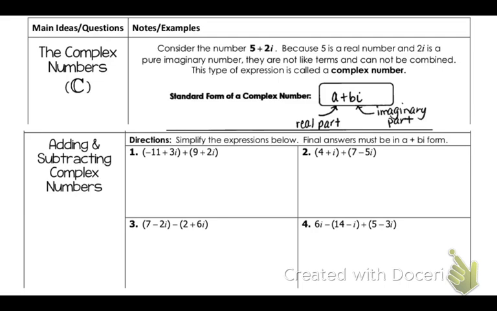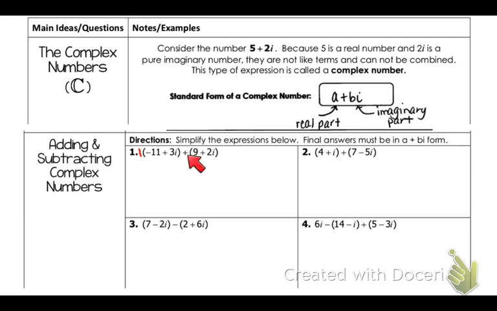So let's look at number 1. They're asking us to simplify the expressions. Final answer must be in the form of a plus bi form. That means that your bi has to be the second one or the last one, or the only one if that's what you have. So we're adding and subtracting complex numbers. So if you look at this one, technically the number outside of this parentheses, we normally don't write it, but I'm going to for this example. So it's typically a 1, unless it's a negative there.